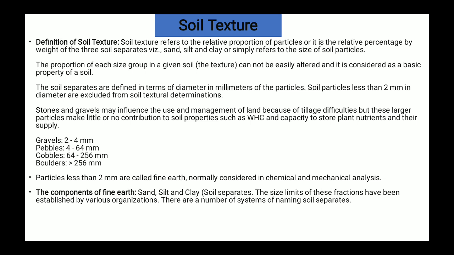The components of the fine earth are sand, silt, and clay. These are the three important things which have less than 2 millimeter diameter. The size limits of these fractions have been established by various organizations. There are several organizations which decide the diameter of sand, silt, and clay. There are a number of systems for naming the soil separates.